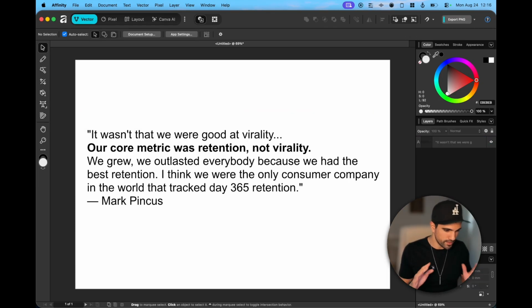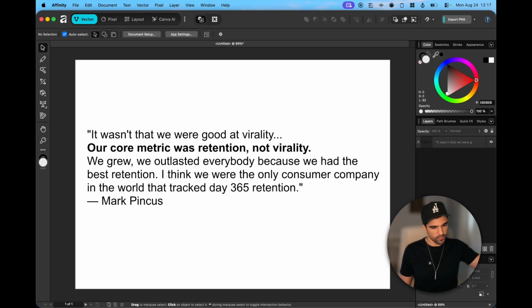By the way, this is a little self-serving point, but I love this quote from Mark's book. He says, "It wasn't that we were good at virality. Our core metric was retention, not virality. We grew, we outlasted everybody because we had the best retention. I think we were the only consumer company in the world that tracked day 365 retention." And that's bananas, let me just say, because day 365 retention means that a year later, people are still using your product. And that is such rarefied air.